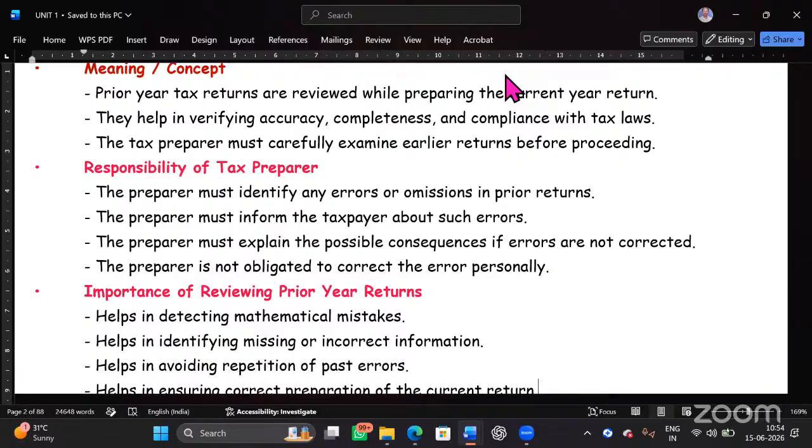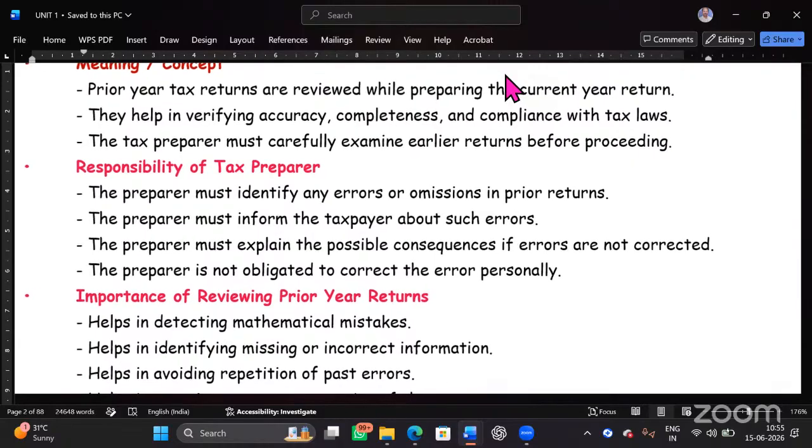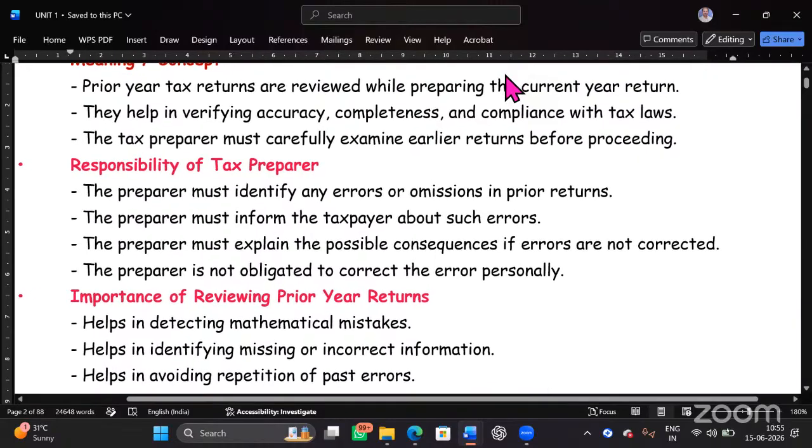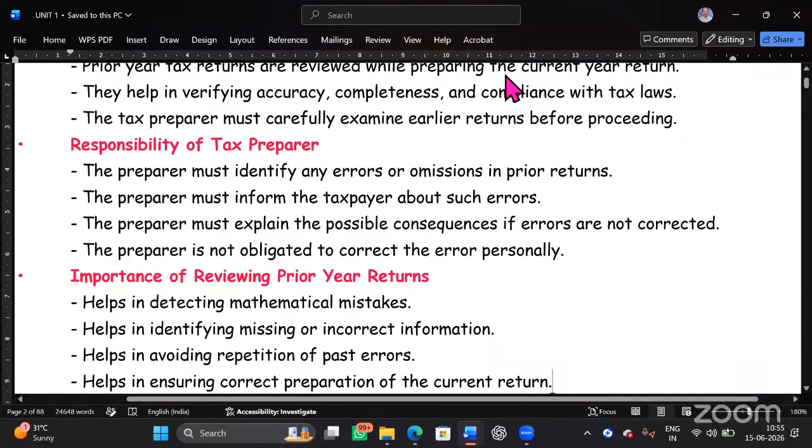The preparer, important point, must identify. He must identify or may identify, can identify. This way question will be asked in the examination. So the preparer must identify any error or omission occurred in the last year returns. So the preparer must inform this error from the last year returns to the taxpayer. And the preparer has to advise the taxpayer to rectify that error in the current year.